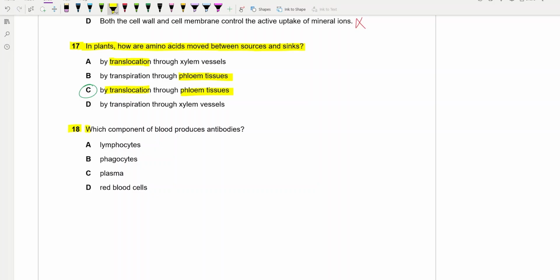Question number 18. Which component of blood produces antibodies? Option A lymphocytes, which is correct. Option B phagocytes, wrong. Option C plasma, wrong. Option D red blood cells, which is also wrong. So the correct option would be option A.